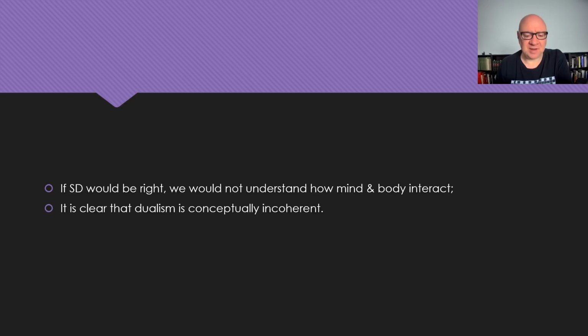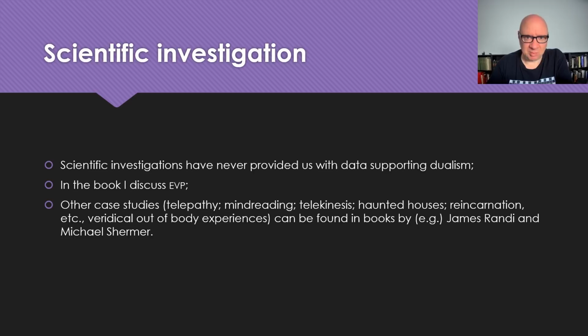If you look at scientific data that would support substance dualism, really there isn't anything. In a book I discuss EVP, we'll see what we do in the work groups. There are many other case studies, because if you would agree as a substance dualist that EVP would not be the evidence in favor of substance dualism, then you could say, well, but telepathy is, or mind reading is, or telekinesis is, or haunted houses are, or reincarnations are, and so on. You can always come up with something new.